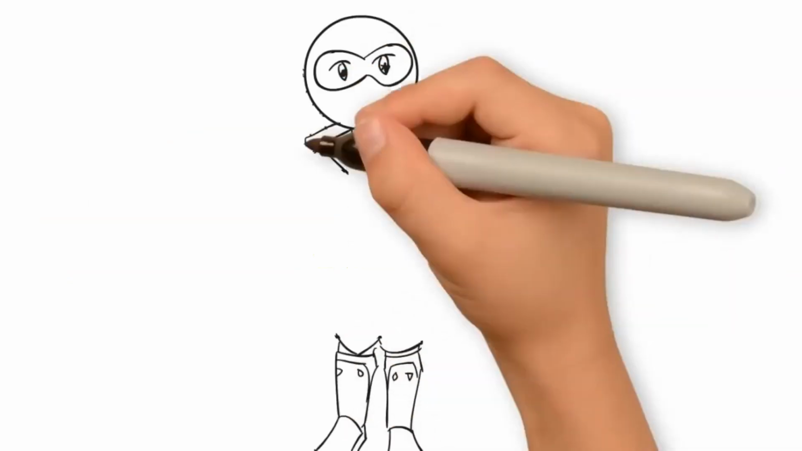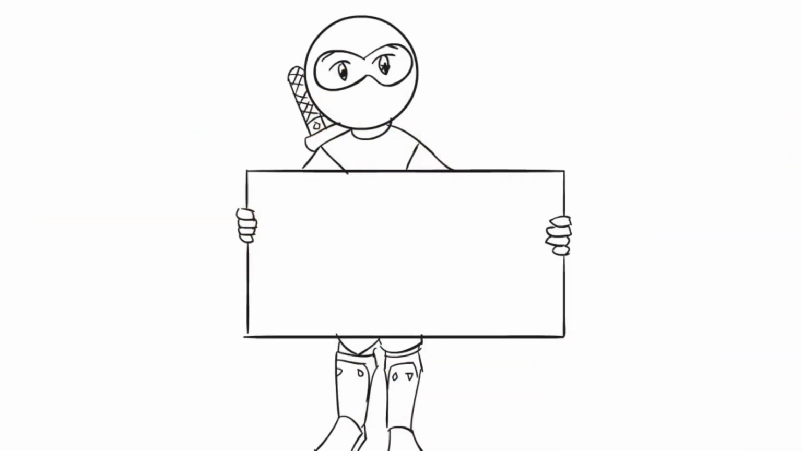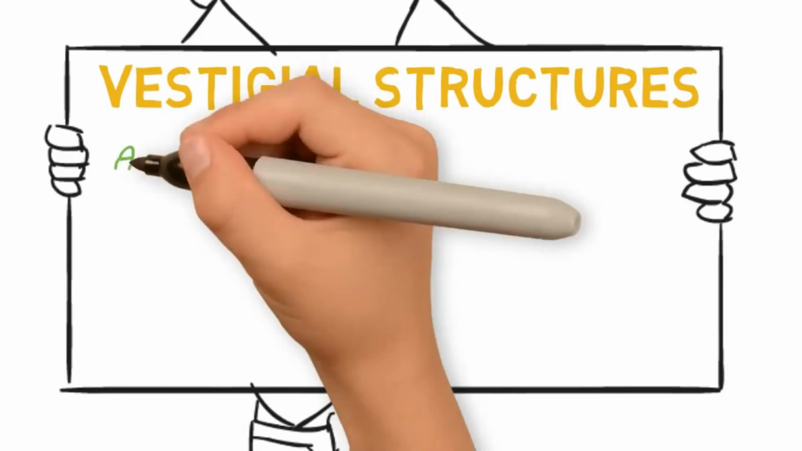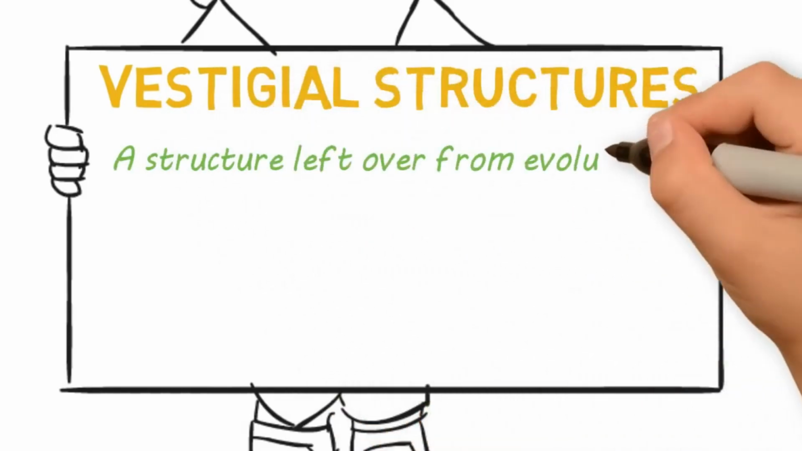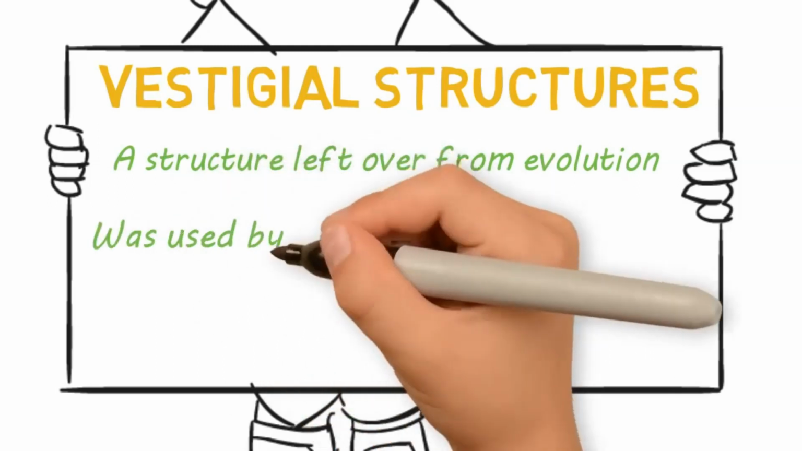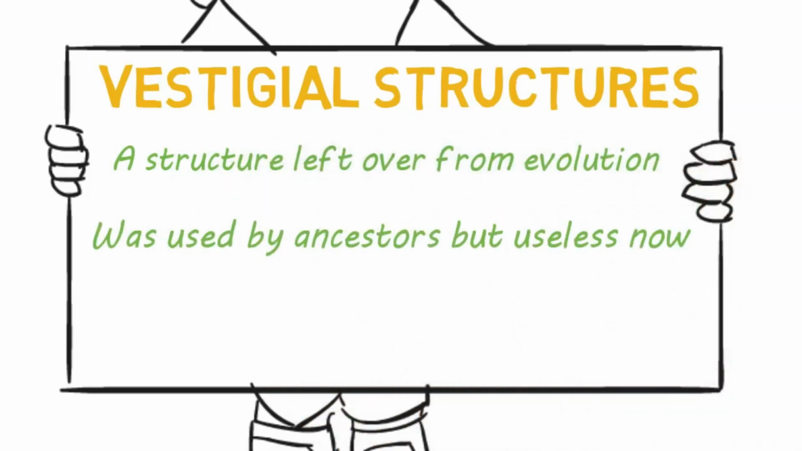Thanks for stopping by. Today's video is a follow-up video from last week's homologous and analogous structures, and this week we're talking about vestigial structures. Now, vestigial structures are left over from evolution. They're a structure that used to have a function in an ancestor species, but is useless now in the modern species.